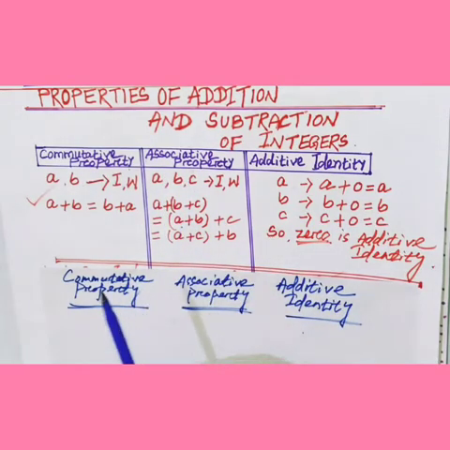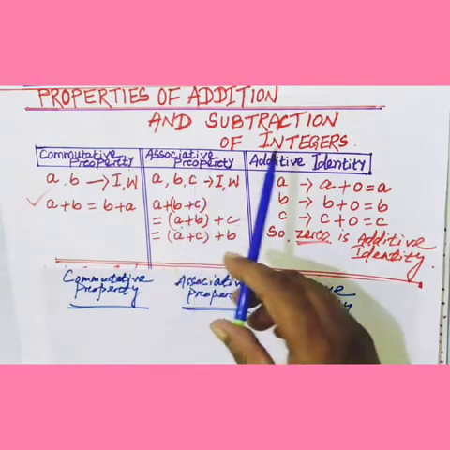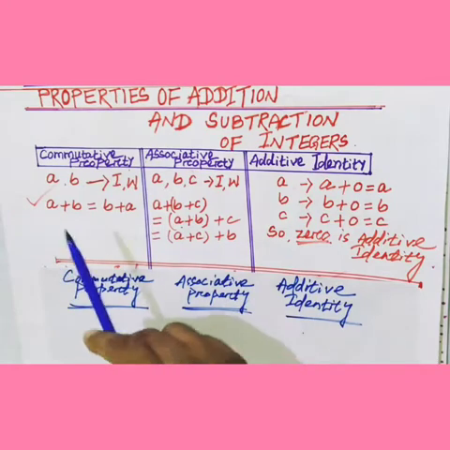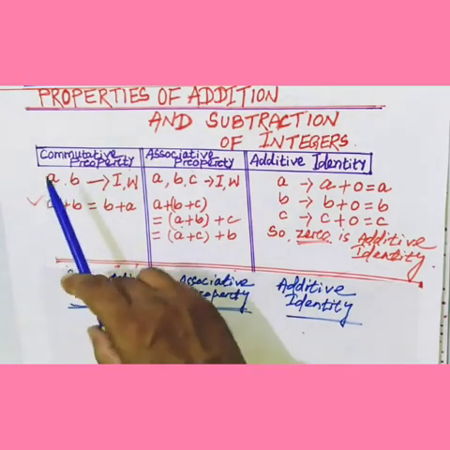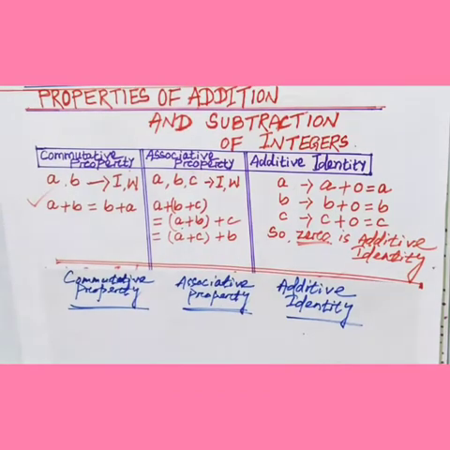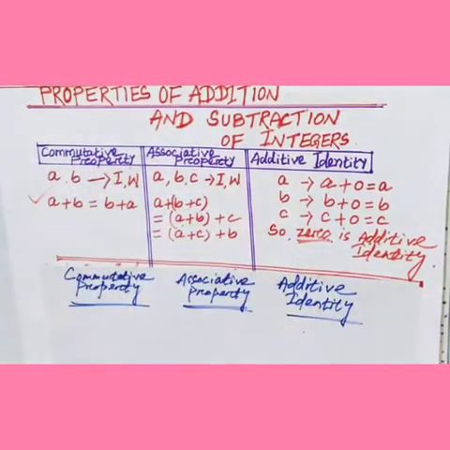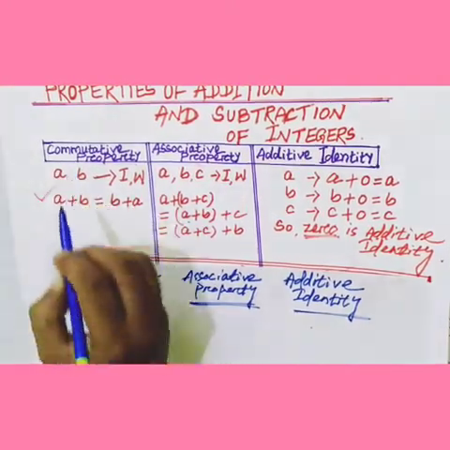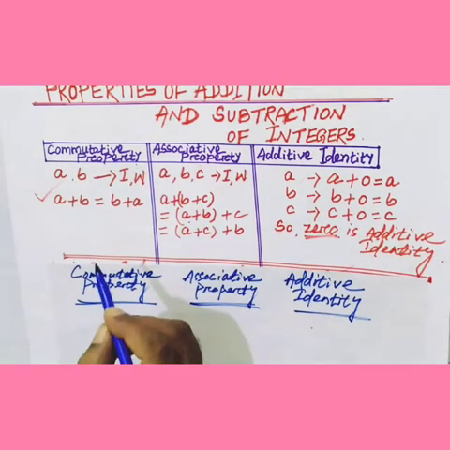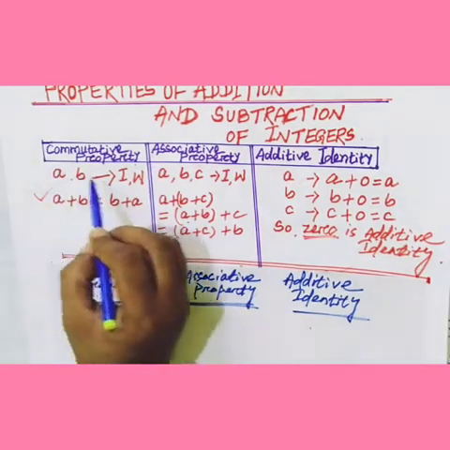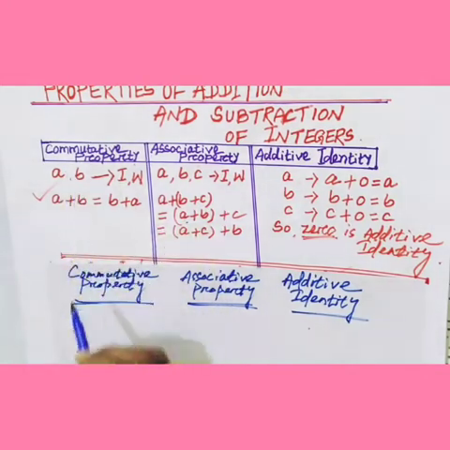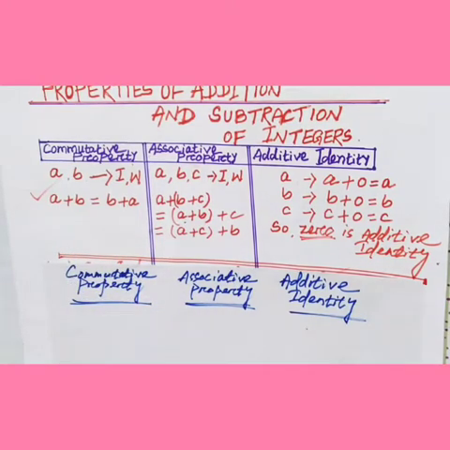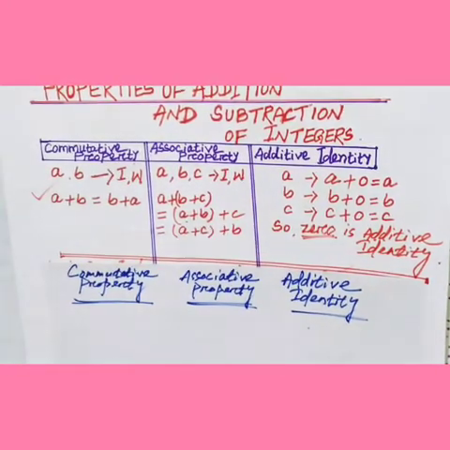Dear students, today we will discuss three properties of addition and subtraction of integers: the commutative property, the associative property, and the additive identity. First, we will explain the commutative property. What is the commutative property? If I give some examples, you can understand it easily. So please watch and observe. Now we will give some examples to understand the commutative property.